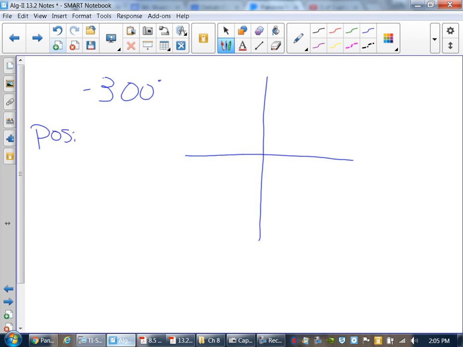Positive angles, I've shown you my angle symbol before, right? The angle with the little arc on it. Positive angles go counterclockwise. Negative angles go clockwise.